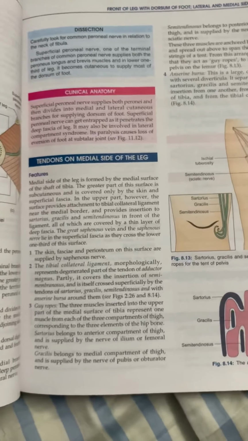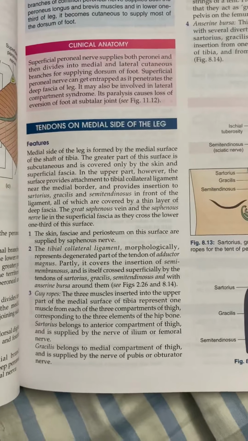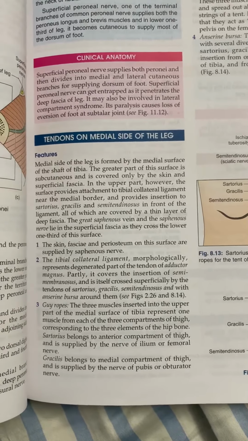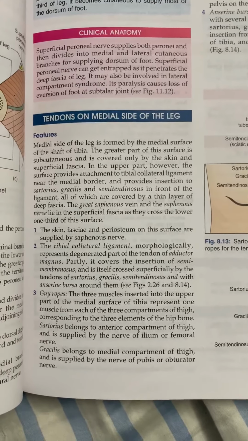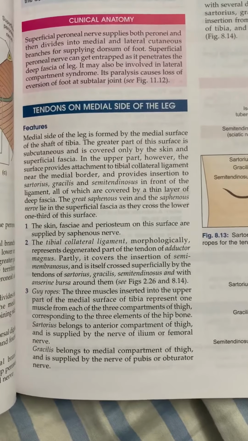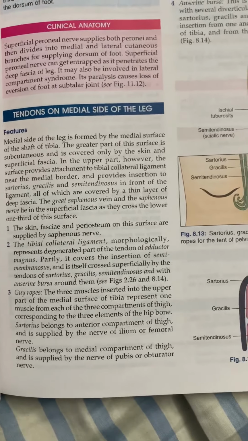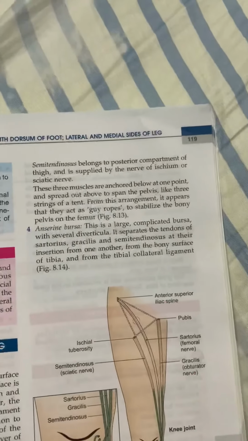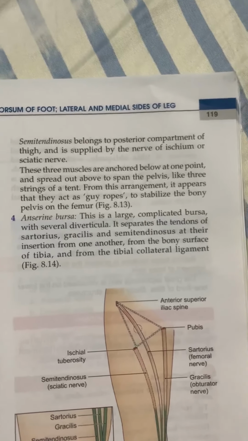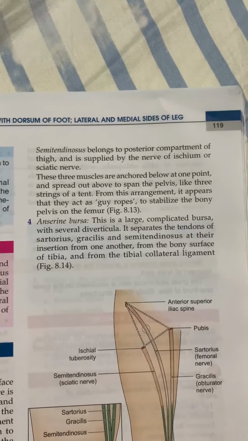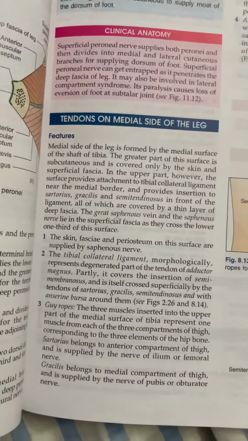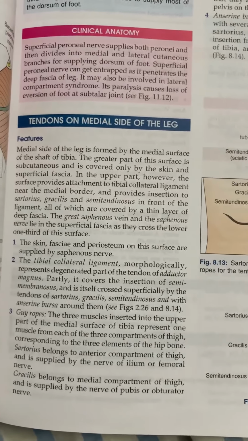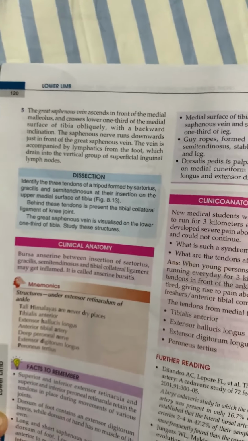When we talk about the medial side of the leg, we have sartorius, gracilis, semitendinosus, where they insert onto the medial aspect of upper end of tibia. And then they are called guy ropes because these three muscles are from different compartments of the leg, supplied by different nerves that are the respective nerves of that compartment, and they help in stabilization, so that is why they act as guy ropes. And then anserine bursa is a large bursa. It separates these three tendons at their insertion. And then tibial collateral ligament is morphologically the degenerated part of adductor magnus, and these are the important points related to medial side of the leg. Okay, that's it.